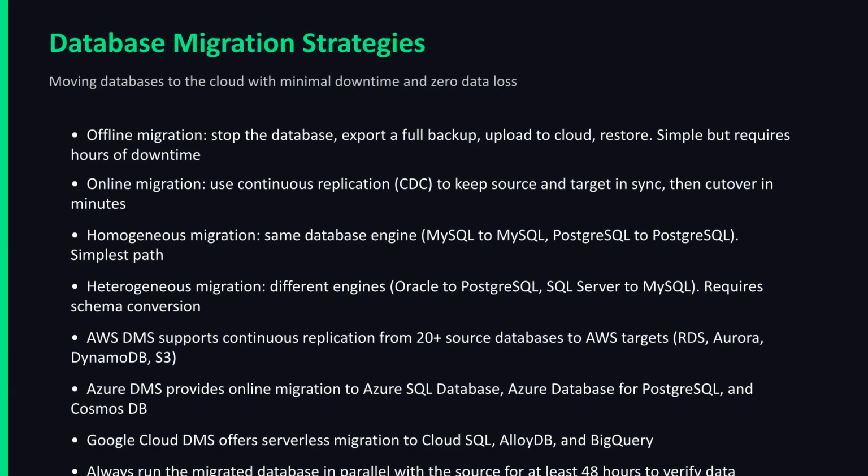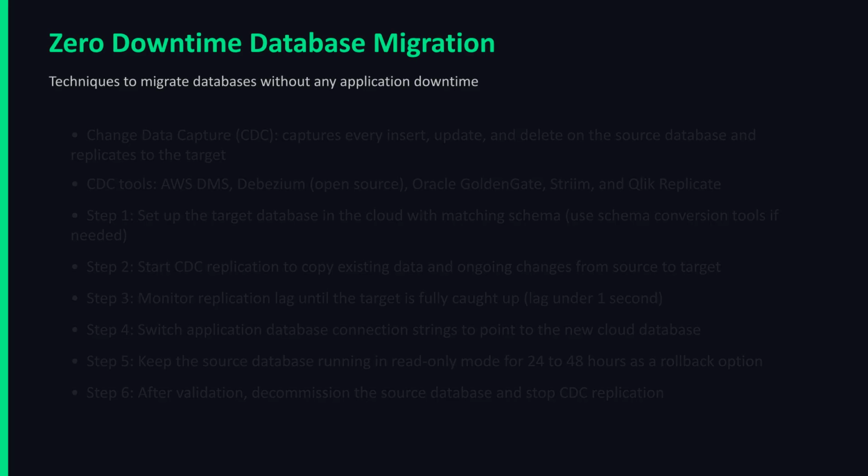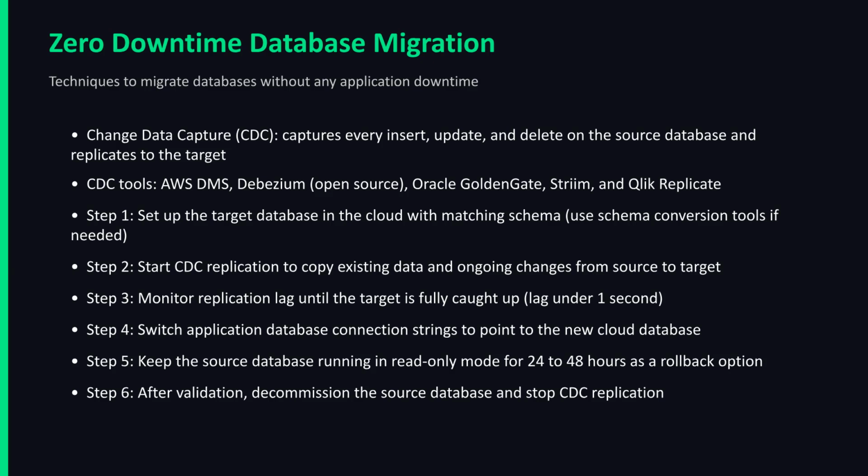When migrating databases, you must choose between offline and online methods. Online migration uses continuous replication to keep systems in sync and minimize downtime. You also need to determine if you are performing a homogeneous move or a complex, heterogeneous migration requiring schema conversion. Achieving zero downtime during database migration relies on change data capture, or CDC. By capturing every update on the source and replicating it to the target in real time, you can reach near zero lag before finally switching your application to the new cloud database.